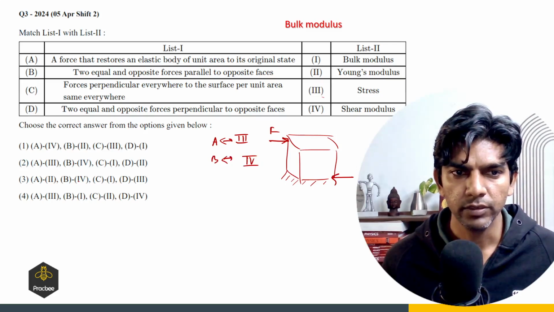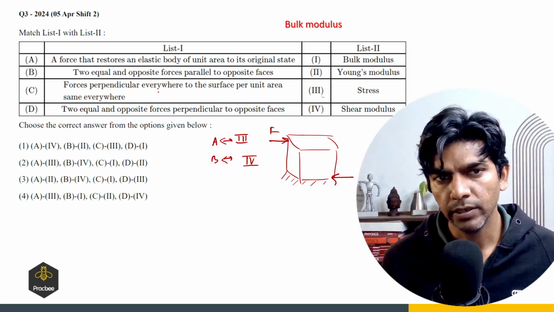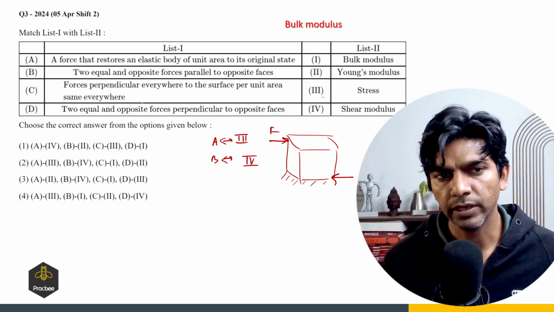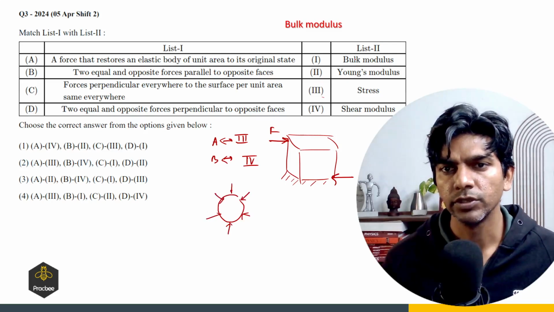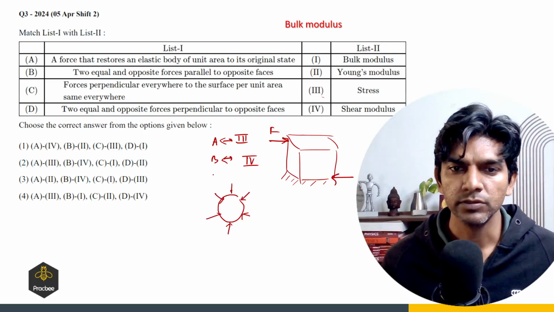Right. So A3, B4, force perpendicular everywhere to the surface per unit area, same everywhere. So if we consider a body and we are exerting force per unit area, we can say the pressure is the same. So they're talking about bulk modulus, right? So C corresponds to 1.